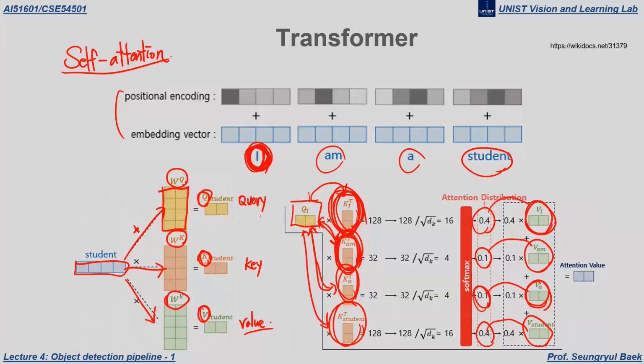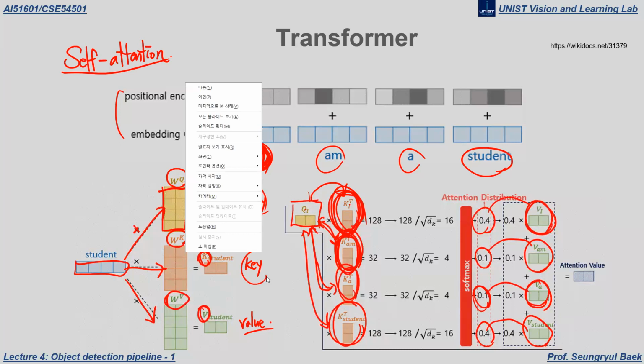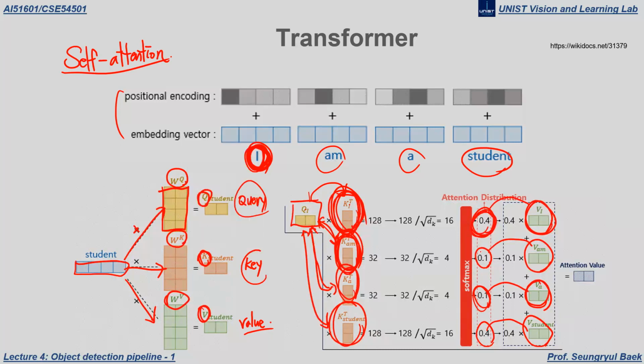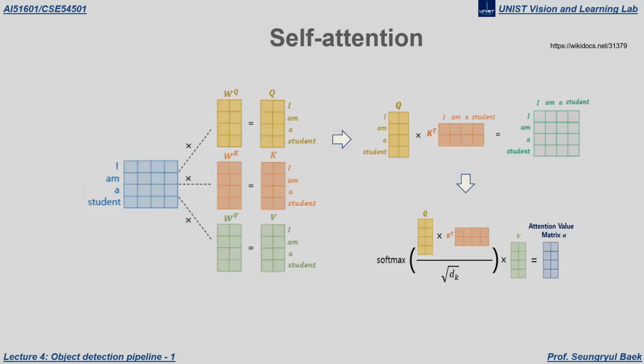By multiplying query and key, some relationship between these two words is obtained. This is some scalar, and then we eventually multiply the value vector by those values. Then we can get some feature. This is the self-attention mechanism.